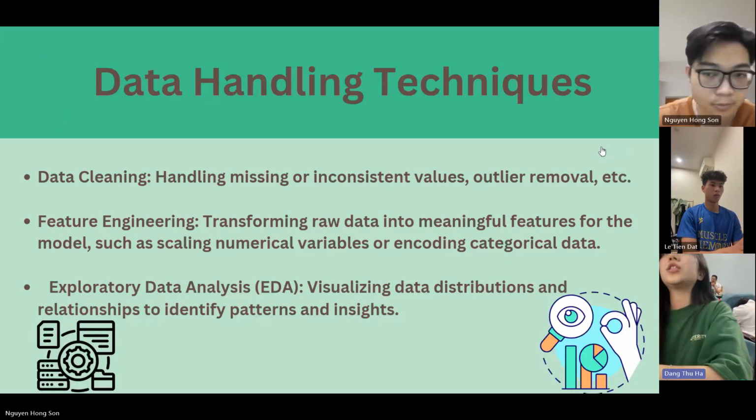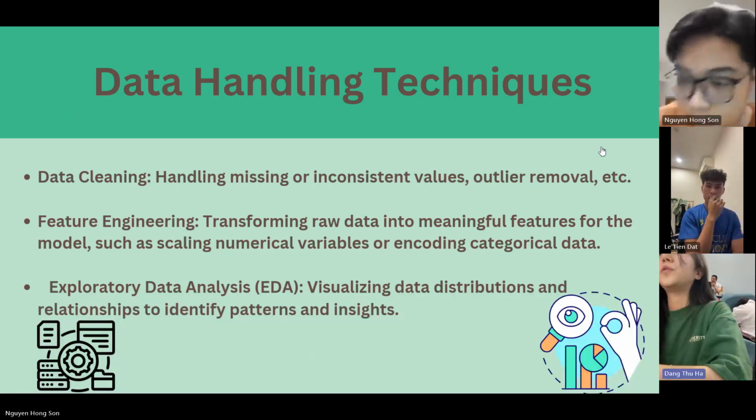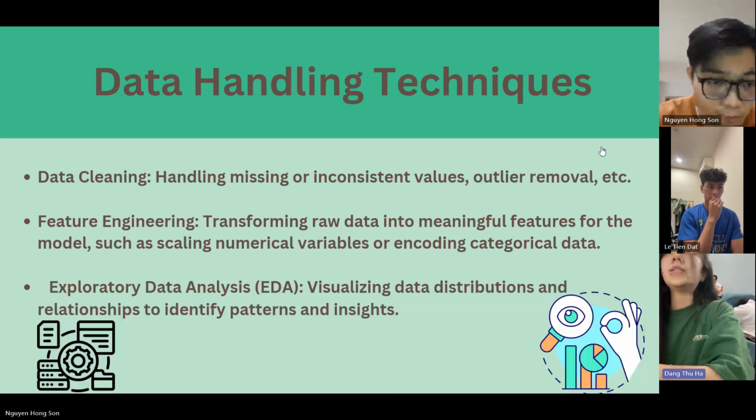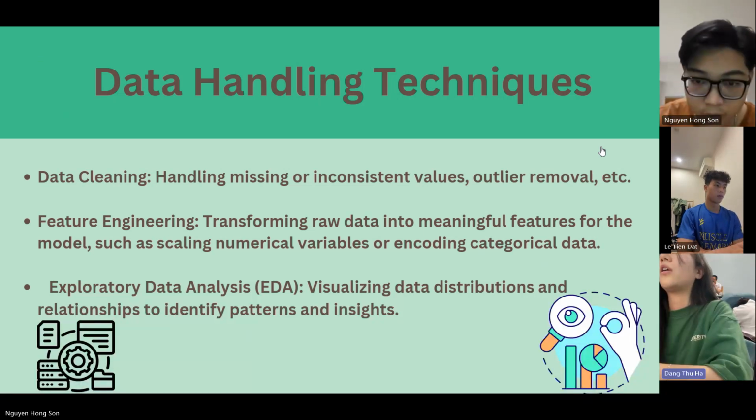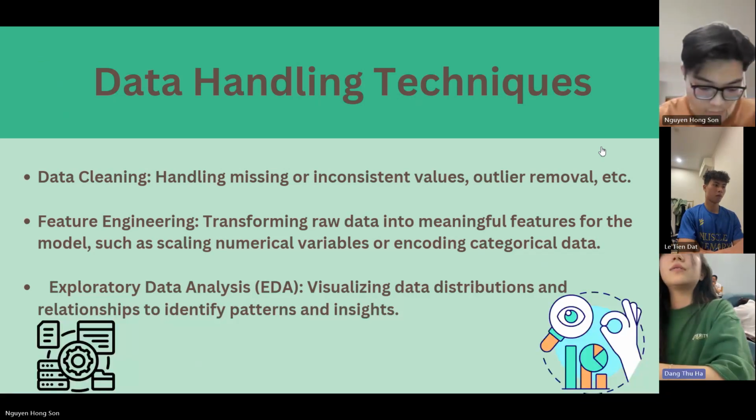The next technology we use is data handling techniques. Data cleaning: handling missing or inconsistent values, outlier removal. Feature engineering: transforming raw data into meaningful features for the model, such as scaling numerical variables or encoding categorical data. We also use exploratory data analysis, visualizing data distributions and relationships to identify patterns and insights.